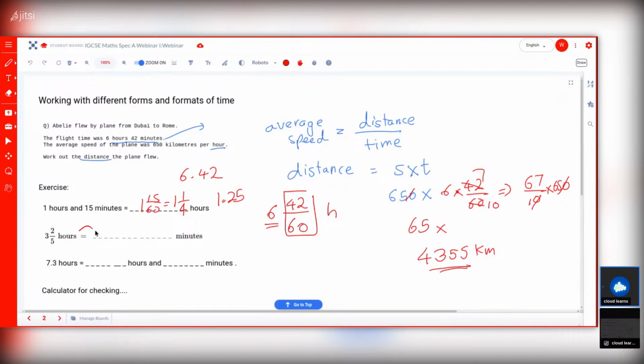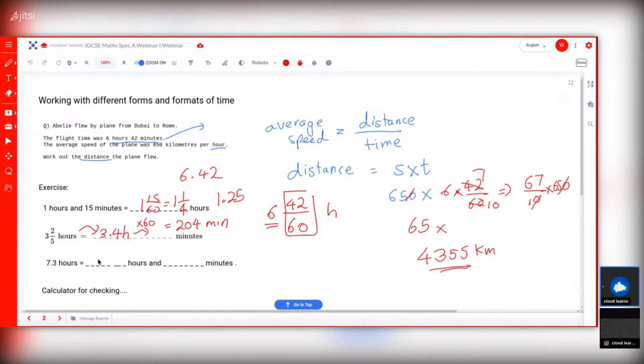So first we would convert that into decimal. So it'll be 3.4, which is hours. And then you multiply that by 60, which will give you the number of minutes, which would be 204 minutes.